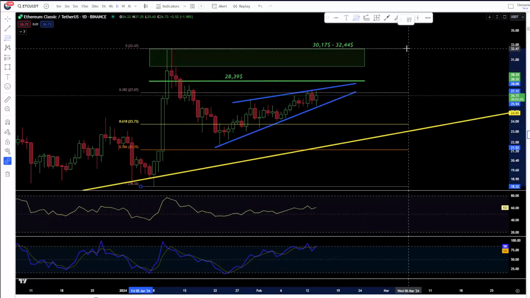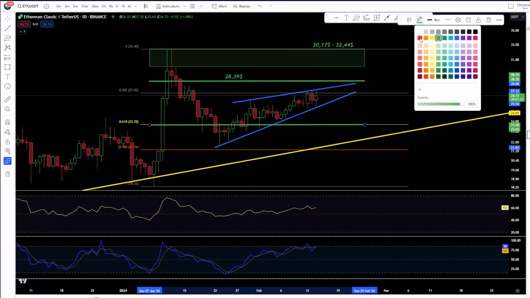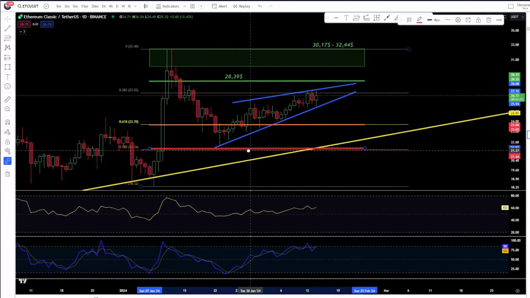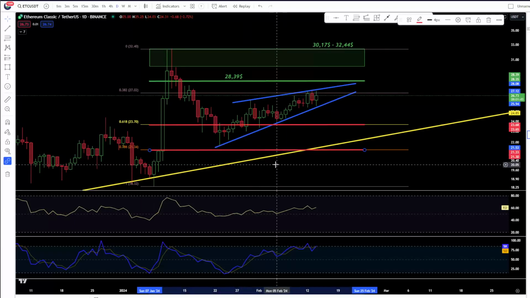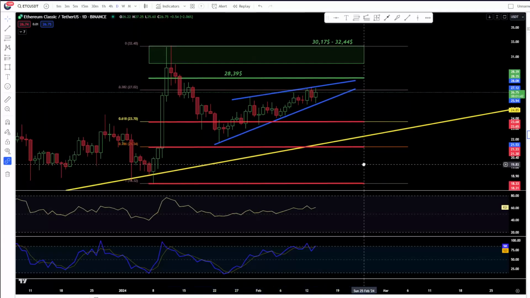Looking the other way, we can see that there is support at the level of $23.68. Then there is support at the level of $21.33. And further there is support around the level of $18.33.